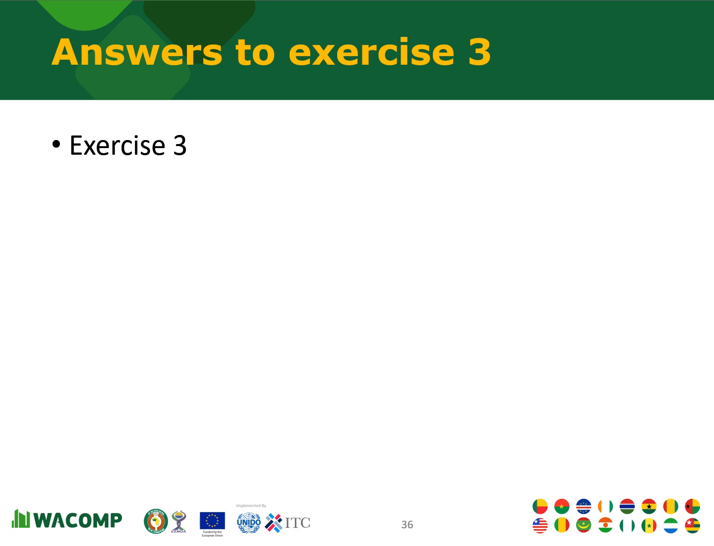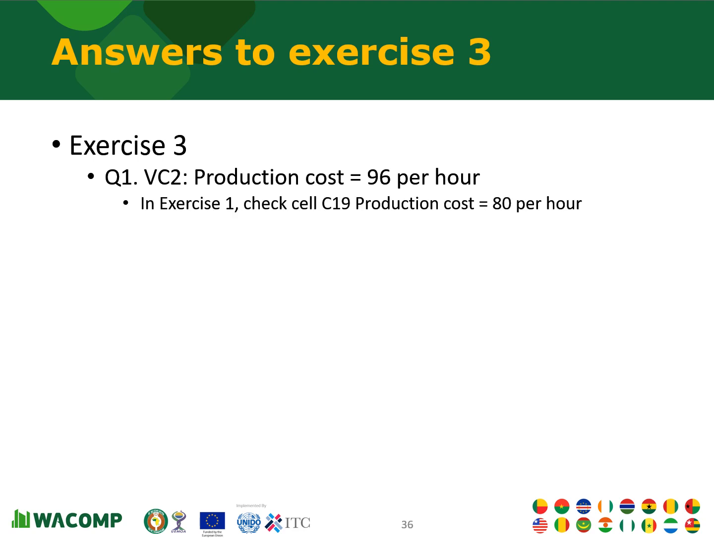Welcome back again. Here are the answers to exercise 3. Question 1. You incurred 20% higher production costs. So in exercise 1, click cell C19 and you see that the production costs are €80 per hour. You pay 20% more, hence in cell C19 you type equals 80 multiplied by 1.20 and the answer reads €96.